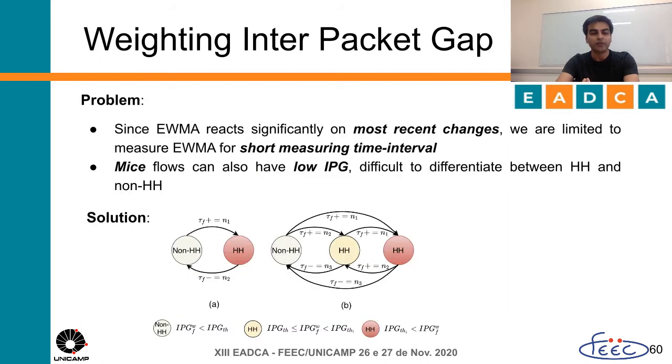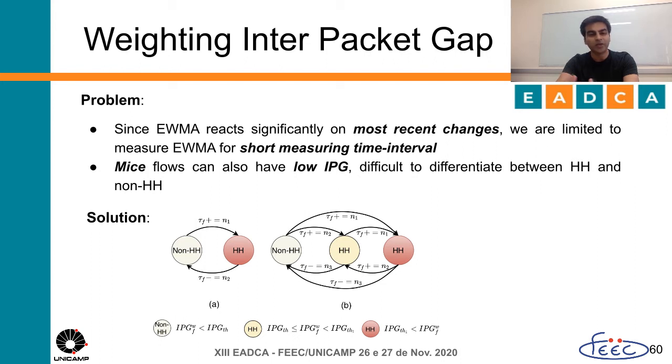In the next slide, however, there are two problems or limitations in the proposed approach. Since the exponential moving average focuses on recent changes, we are limited to measuring heavy hitters for a small time interval. Another problem is that mice flows can also have lower IPG. In that case, it will be difficult to differentiate between the heavy hitter and non-heavy hitter. So as a solution, we introduce another metric called tau.